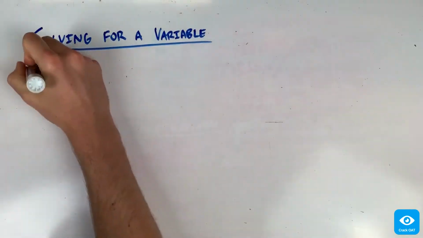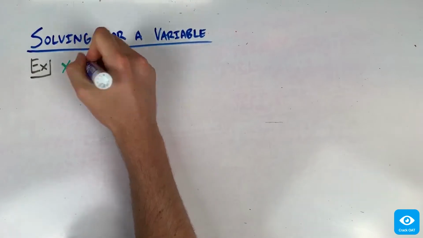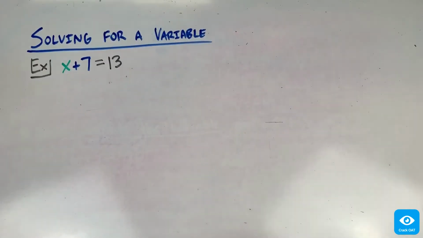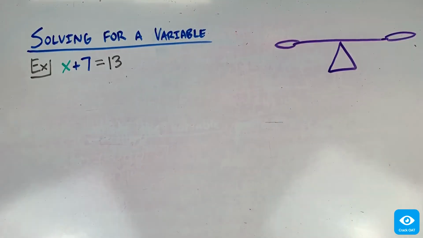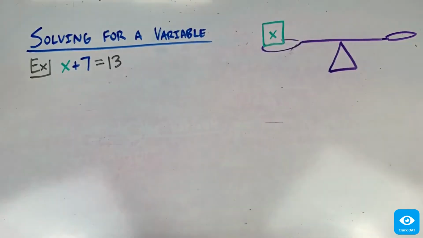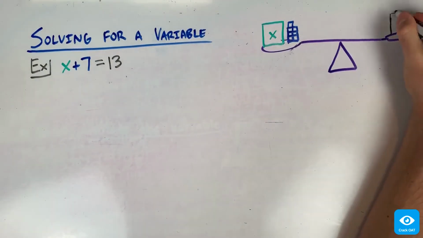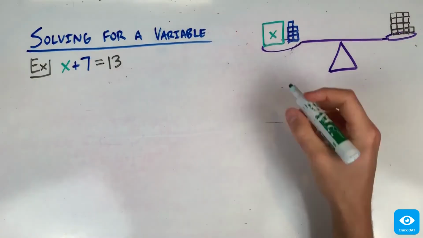And in the garden, you're not just given a number to substitute in for the variable, you have to solve for the variable. So for example, x plus 7 equals 13. We can think of an equation as like balancing two values on a scale. Since we know x plus 7 equals 13, when we put both of them on the scale, they should balance out.